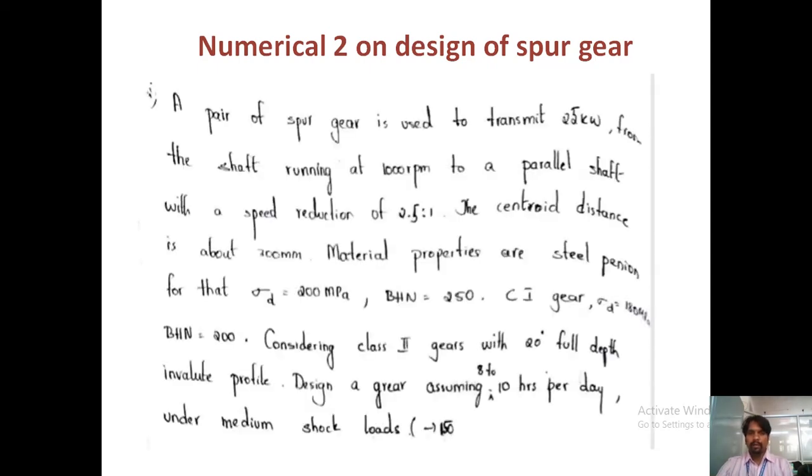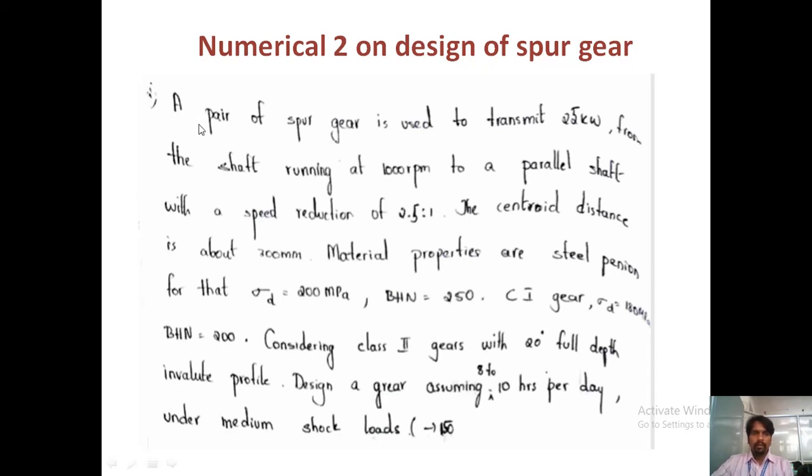In my previous video presentation, I explained the type 1 problem where minimum data is given, like speed, power and speed reduction ratio. In the present video presentation, I will explain type 2 problems where the center distance or diameter is given. Before explaining the problem, I will read out the description of the problem.